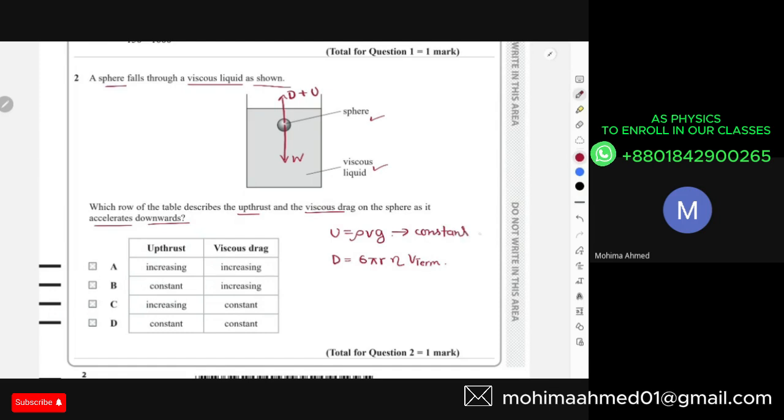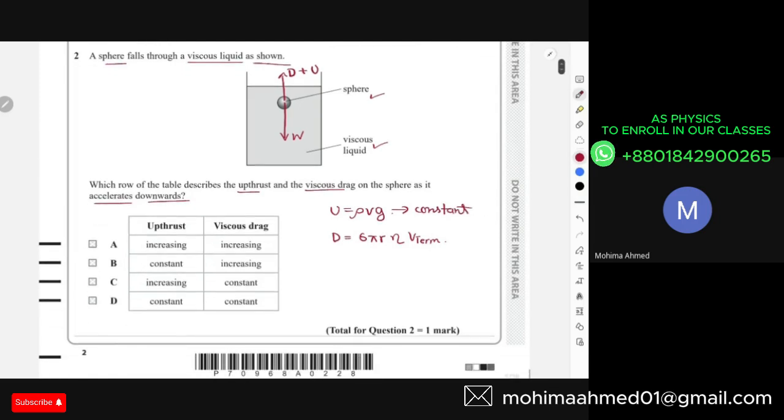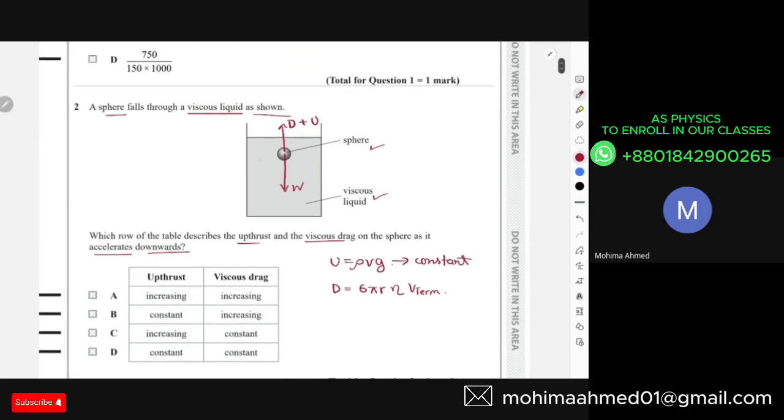Upthrust cannot change. But we know that after traveling a few meters inside the water body, the object would reach terminal velocity, right? While accelerating downward, the equation is weight greater than upthrust plus drag. But for constant velocity, you will write weight equals upthrust plus drag.